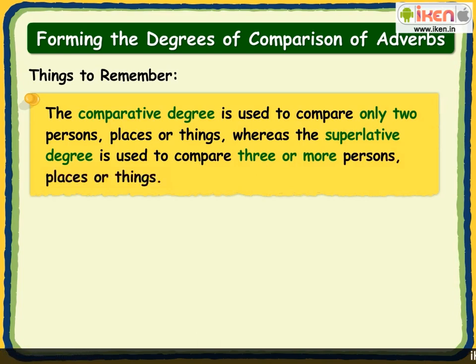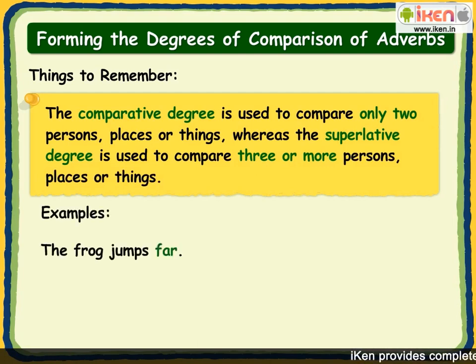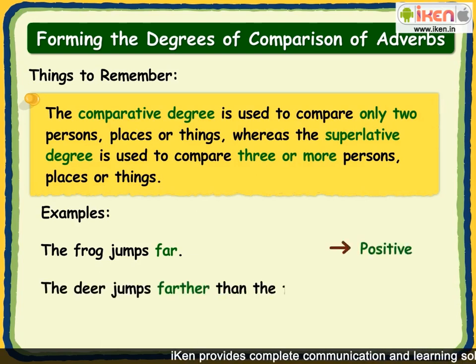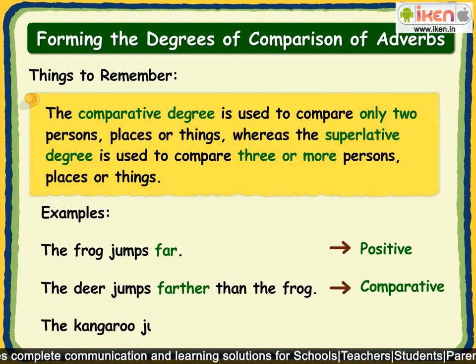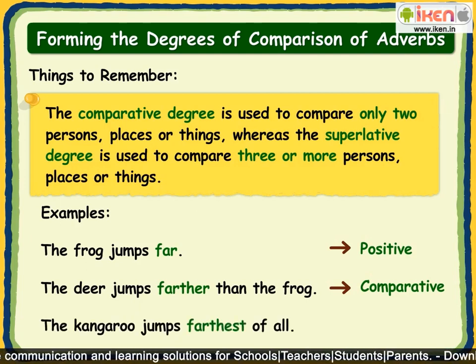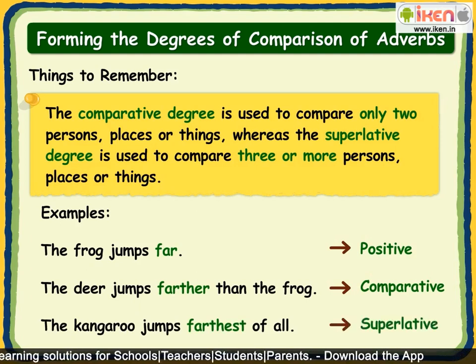Let us look at following examples. The frog jumps far. This sentence is in the positive degree. The deer jumps farther than the frog. This sentence is in the comparative degree and compares the two animals. The kangaroo jumps farthest of all. This sentence is in the superlative degree and compares the three animals.